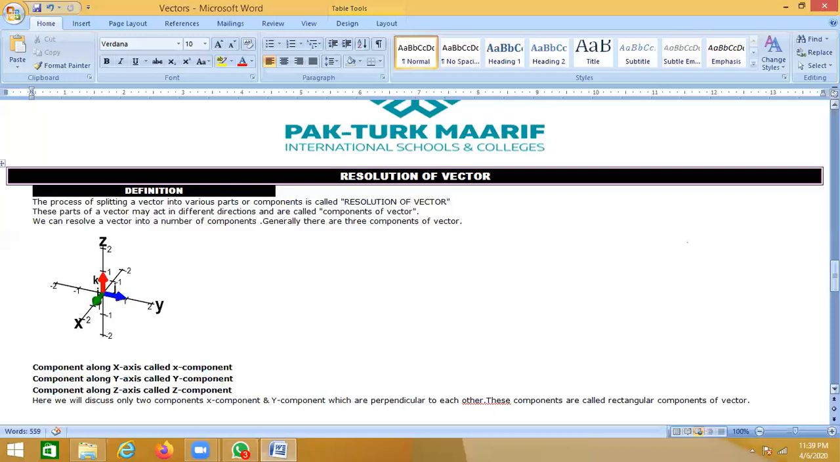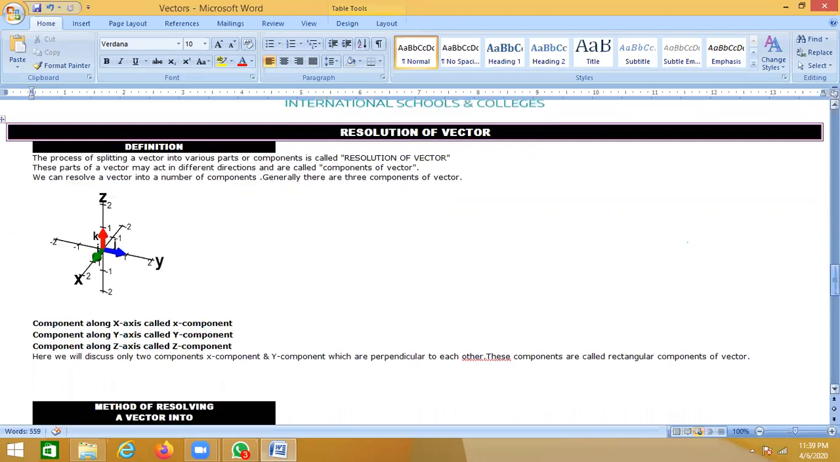So what is resolution? If we go over to the definition of resolution of vector, it is the process of splitting a vector into various parts or components. This is called resolution of the vector. Now these parts of a vector may act in different directions and are called components of the vector. So we can resolve a vector into a number of components, but generally there are three components of a vector, as we are representing here, x, y, and z.